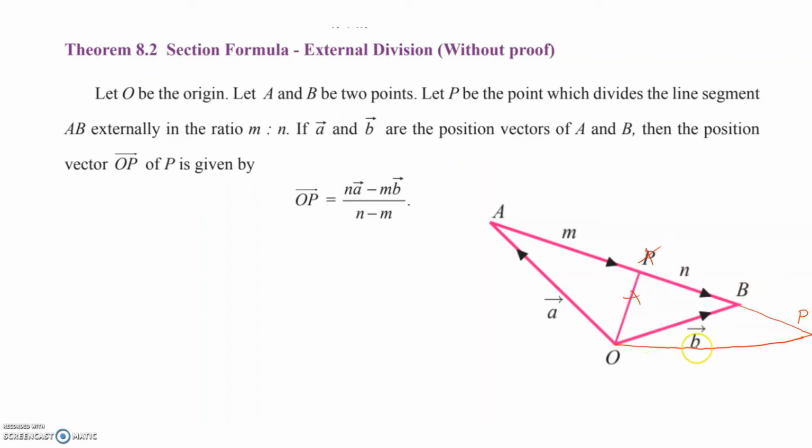The point P will externally divide A and B in the ratio m to n. So in that case, we can still prove that OP is equal to n vector A minus m vector B divided by n minus m, where A is the OA vector and B is the OB vector, and m and n is the proportion in which it will externally divide the line segment AB.